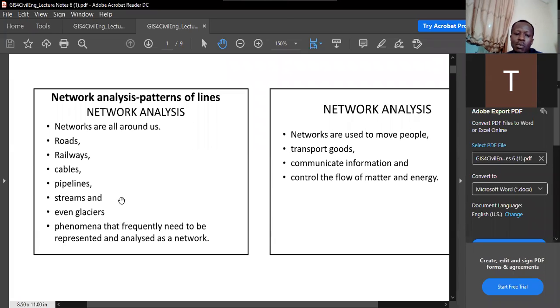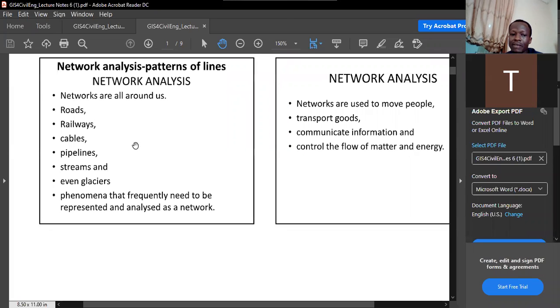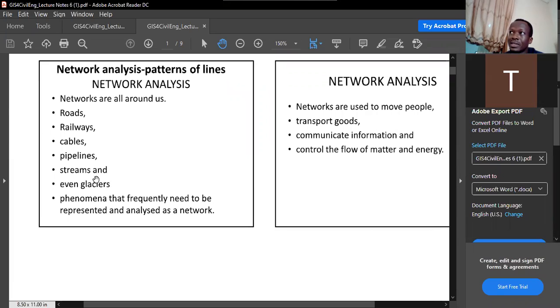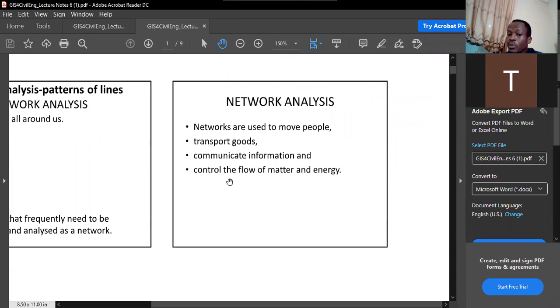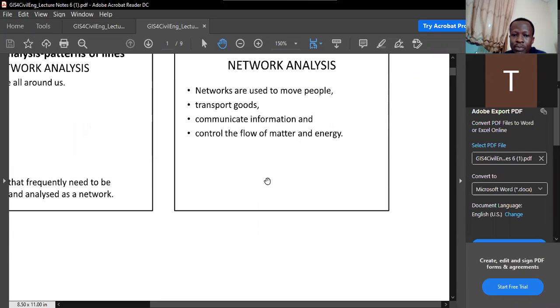So obviously, I've given more examples here. So it depends on how you look at it. Okay, so yep, there you go. Networks are used to move people, transport goods. Put that in your mind. There's got to be something moving on the network. Otherwise, I wonder what a network is. Okay, it's not really a proper network.